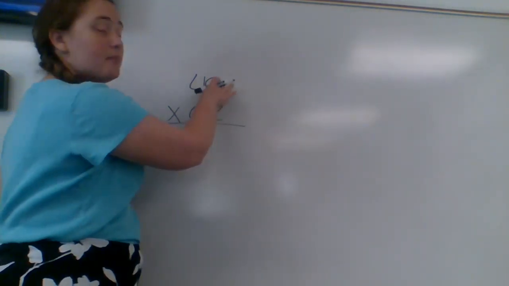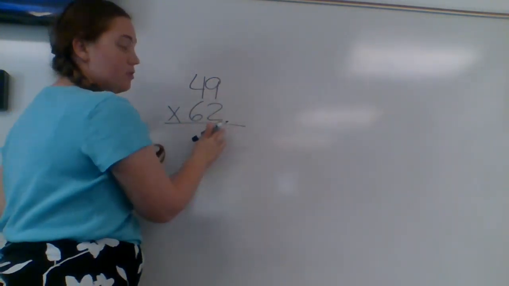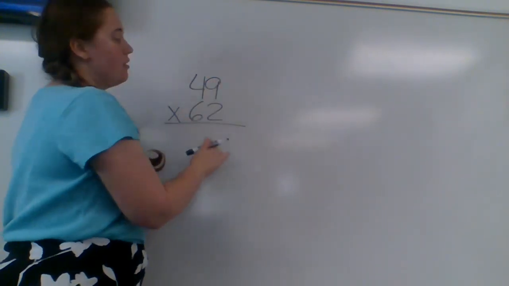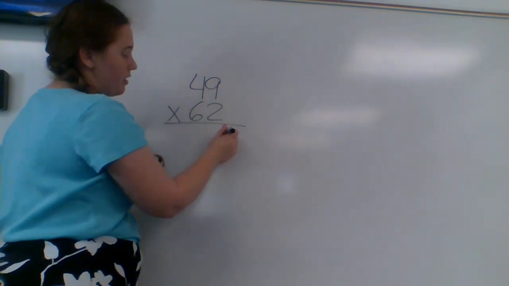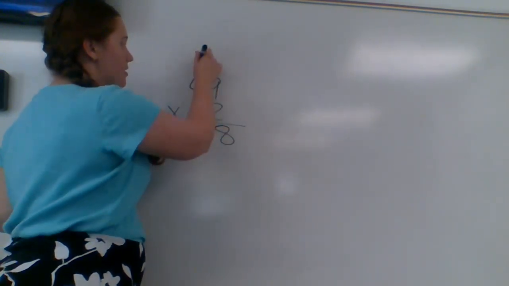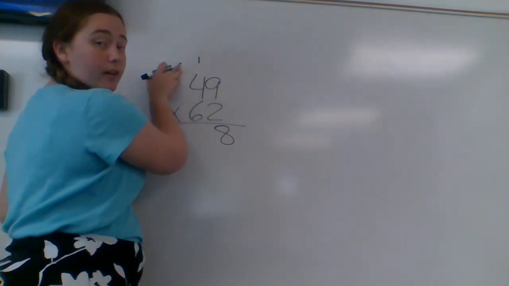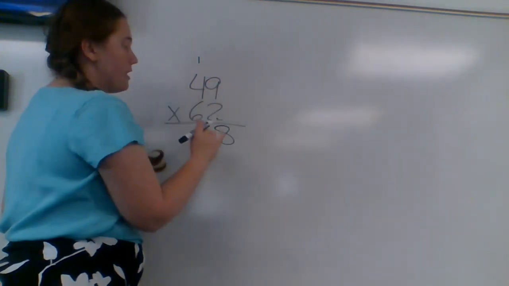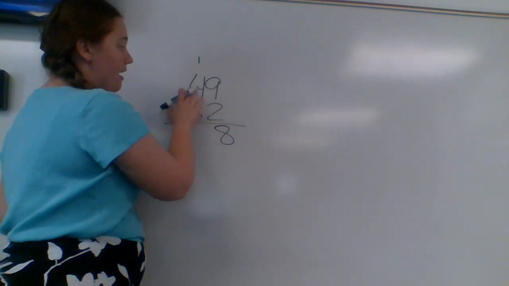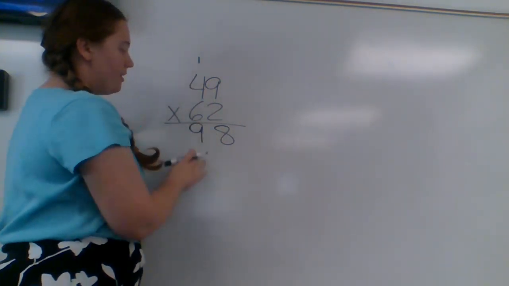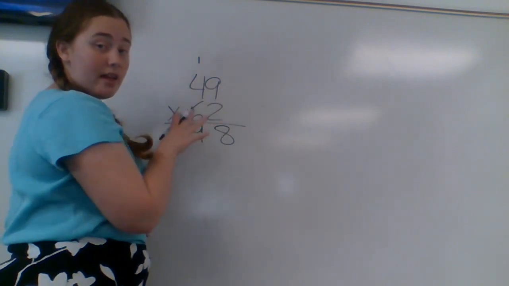So we have 6 times, or no, not 6, this is 2 right here. 2 times 9, 2 times 9 is 18, so we're going to start with 18. 8 goes here, 1 gets carried. Then we're going to take this 2 times the 4 over here. 2 times 4 is 8, plus the 1 is 9. All right, and that's all we're doing for that first step.